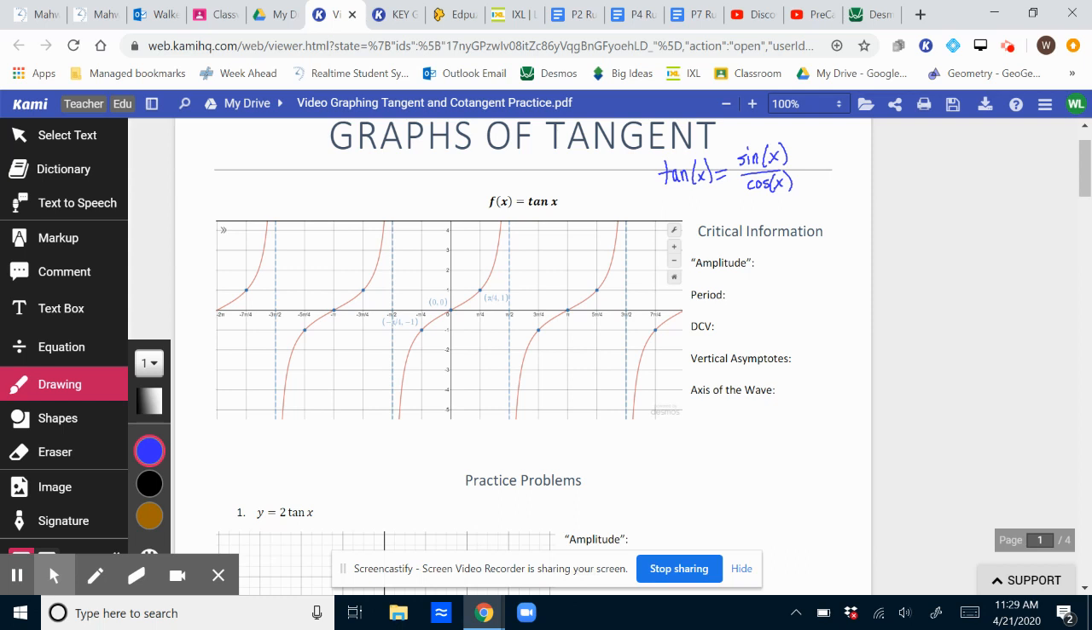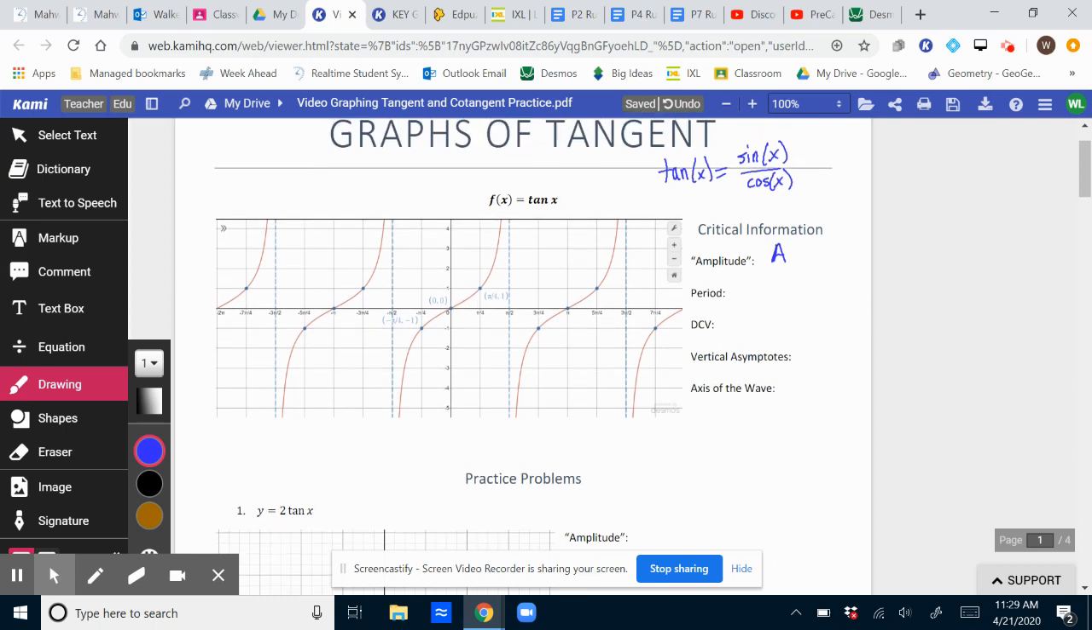So the concept of amplitude doesn't apply, but we still have it here and it's in quotes because that A value in front is still helpful. And you'll see when we start graphing, we still need to use that. Basically, it's going to help us plot these points. Okay, so the amplitude technically is not a thing. We still need that A value to help plot some points on our graph.